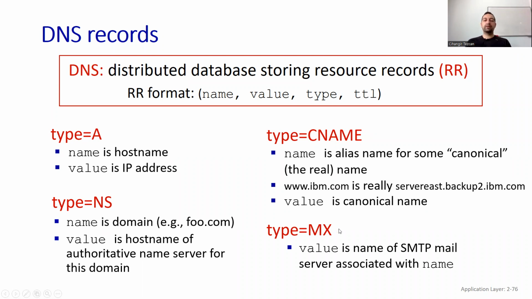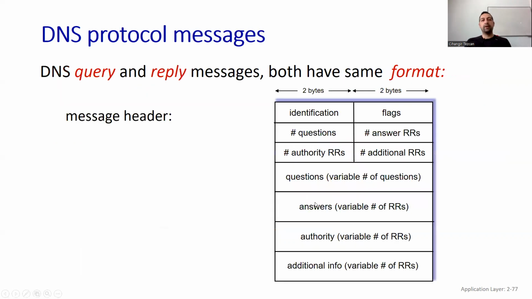MX is used for mail. So the value is the name of the SMTP mail server associated with the name. Okay, because if you provide both a web page and maybe an email service, you will be storing different values for your web page and also for SMTP mail servers, right?